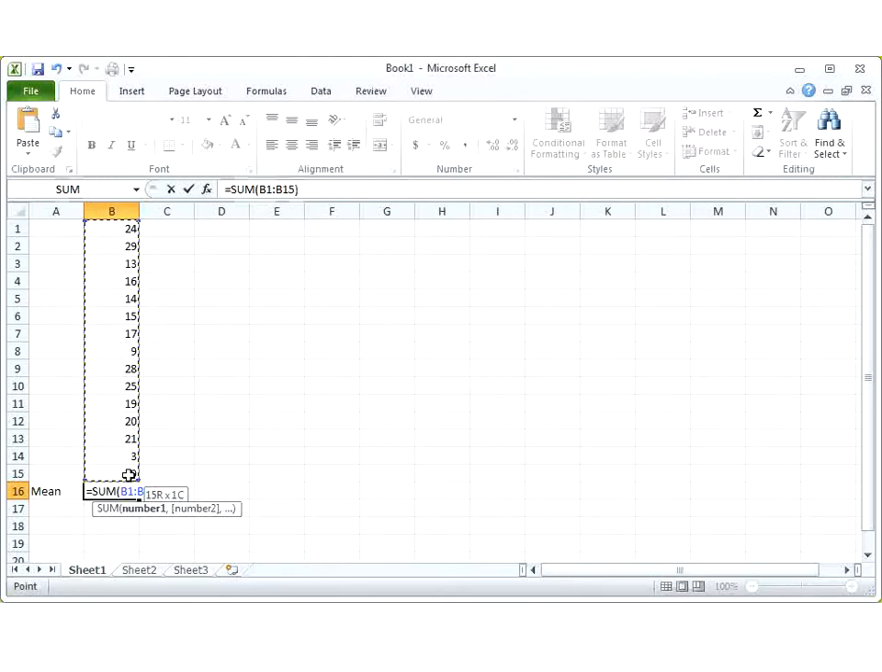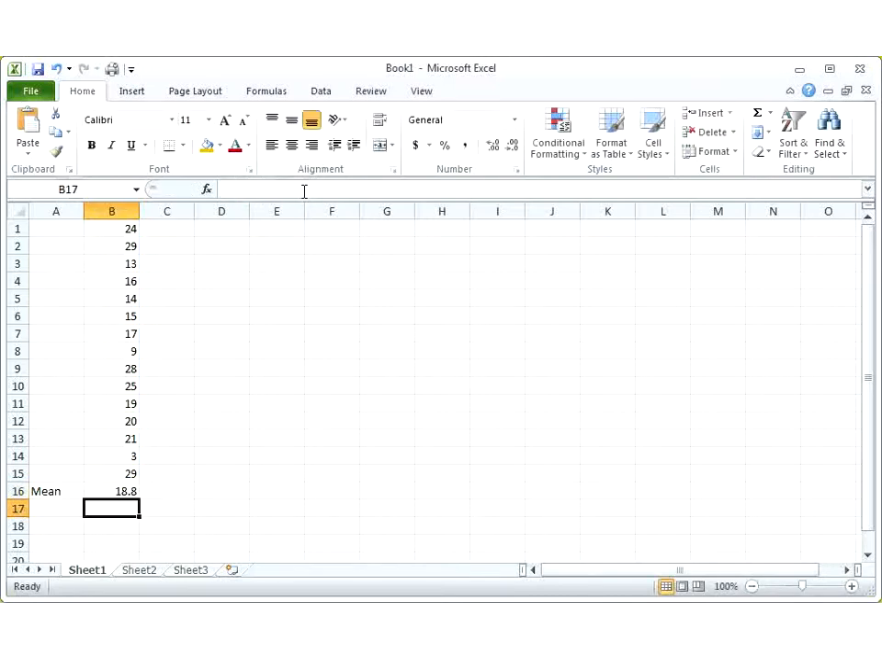So that's the first thing, but that's not everything I want to do. I need the sum, but then I have to do what? Divided by 15. So I'm going to divide by 15. You guys okay with that? And then I push enter. And that's right. That's pretty cool. Makes sense. So we just found the mean.